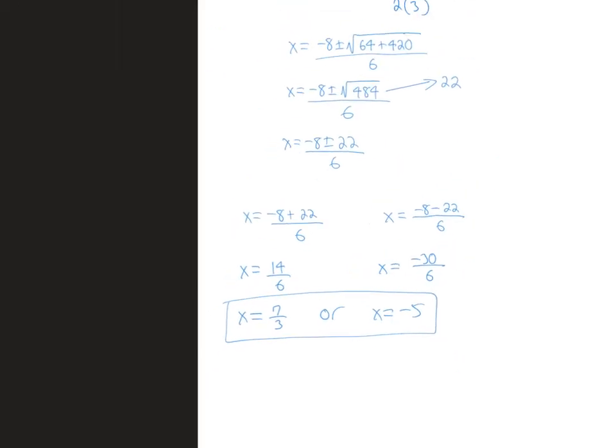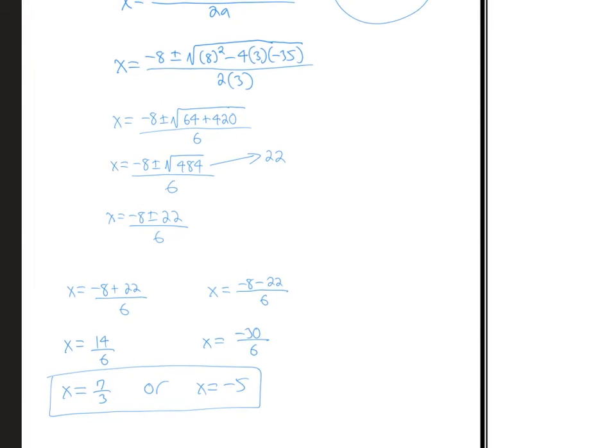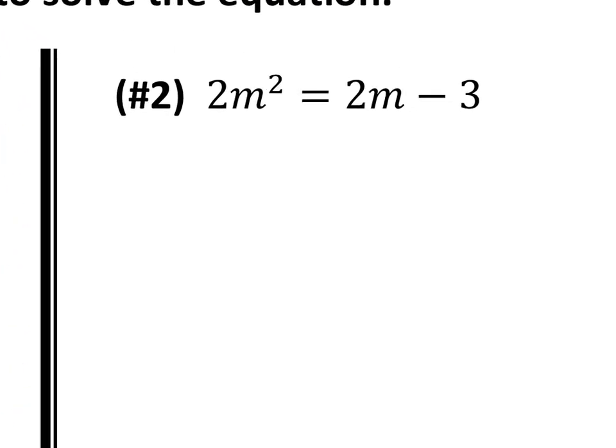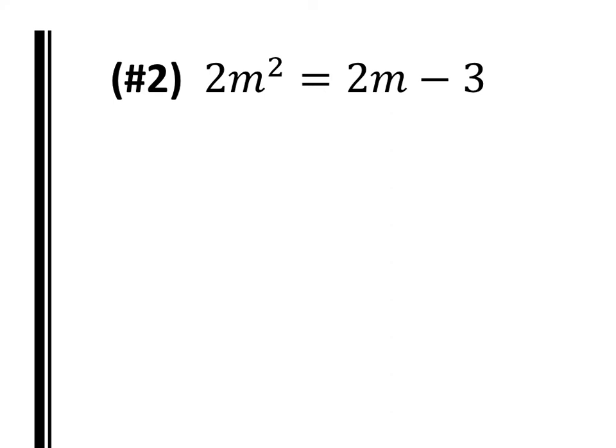Okay. All right. There's number 1. We'll switch up our color and try the next one. We have 2m squared equals 2m minus 3. To use the quadratic formula, it always needs to be equal to 0. Is this equal to 0 right now? It is not. So I'm going to move 2m and -3 to the left-hand side by subtracting 2m and adding 3. So we're going to get 2m squared minus 2m plus 3 equals 0.